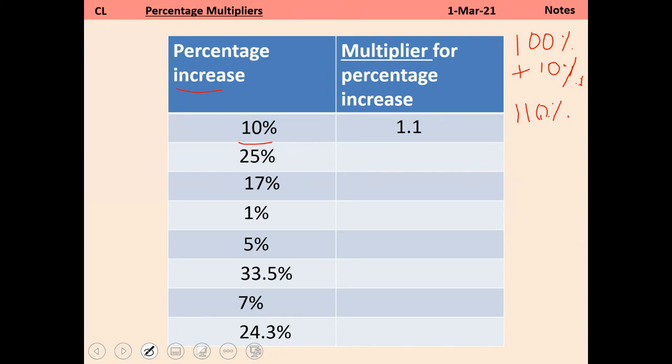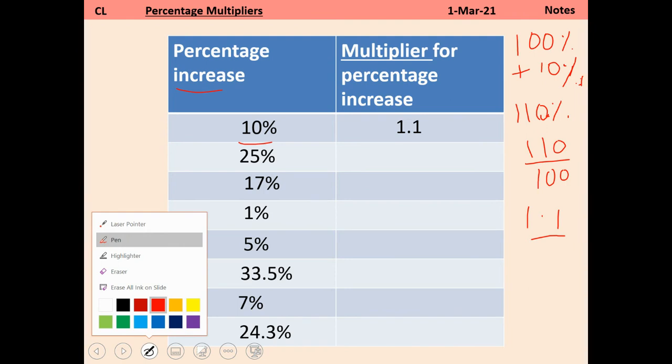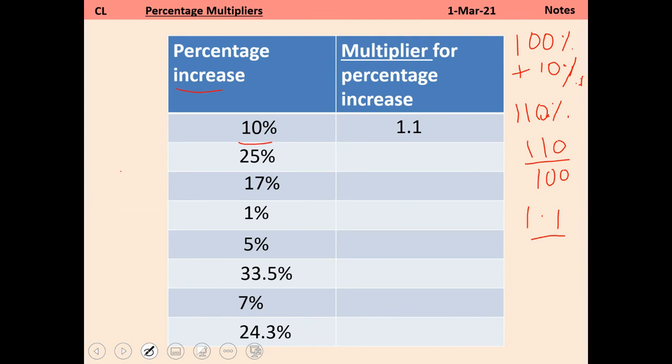Now, all you have to do to work out 110% as a multiplier is just convert it into a decimal. So before I convert into a decimal, I need to convert into a fraction. So 110% is just 110 over 100. And then all you have to do is convert it to a decimal by doing 110 divided by 100, and that would be 1.1. So using the same example, have a go at working out the percentage increases of 25% all the way to 24.3. Please pause the video, have a go, then press play when you're ready to carry on.